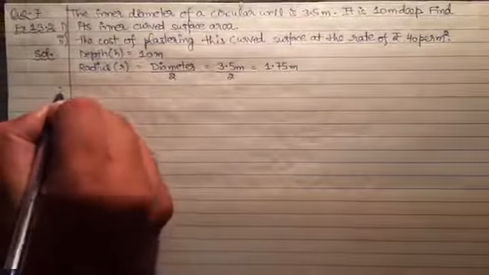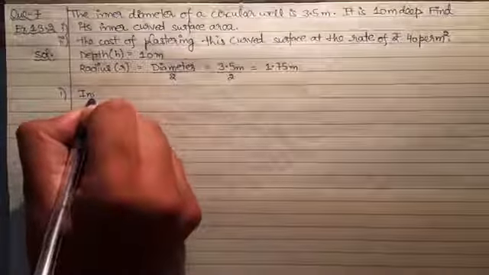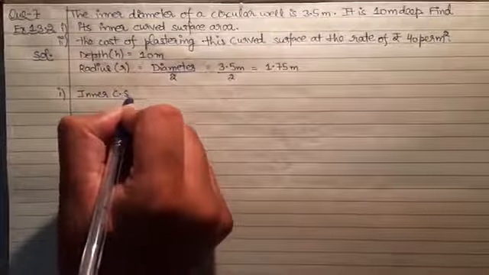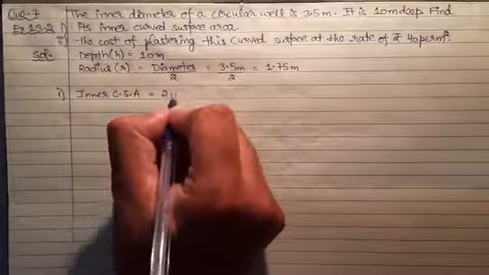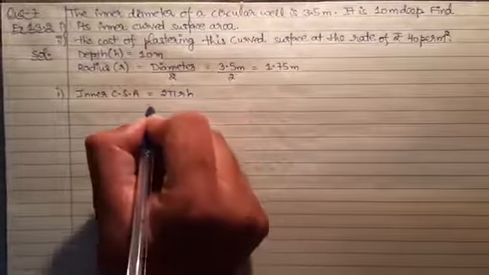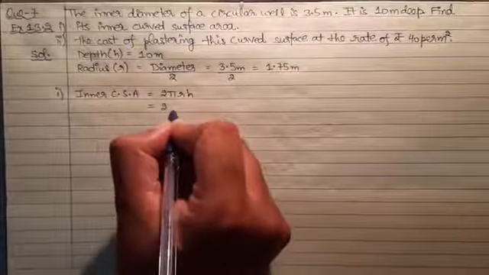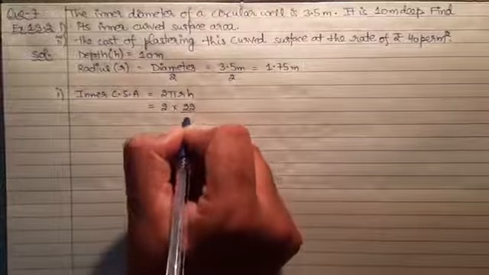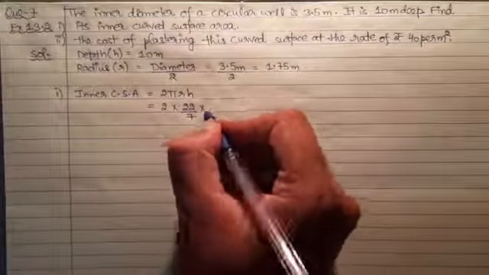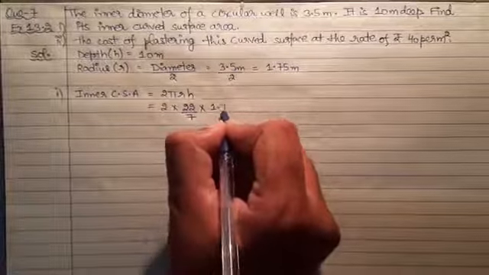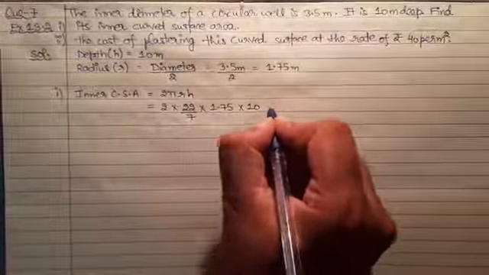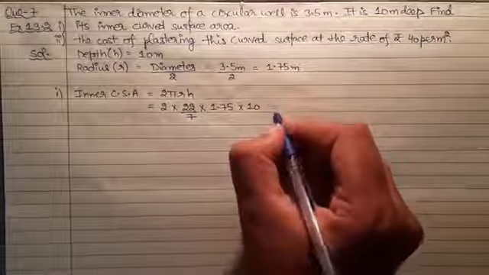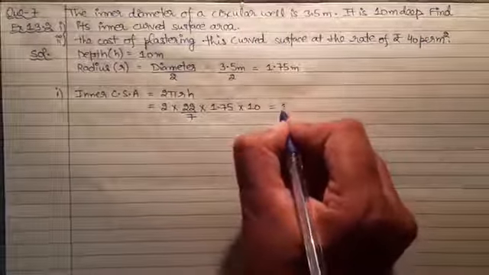For first part, inner curved surface area, we use 2 pi RH, which is equal to 2 multiply 22 by 7, the value of pi, multiply radius is 1.75 meter, multiply height is 10 meter. When we solve it, it will become 110 meter square. Students, do calculation on your own.